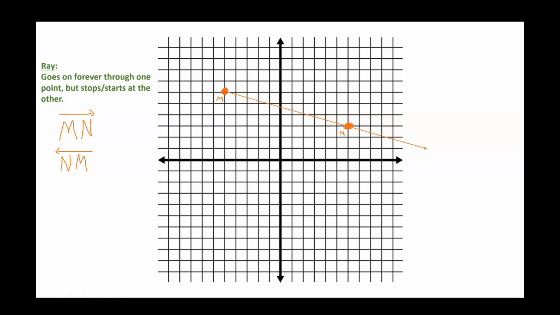What if you don't pass through either point? You just go between them, like this. How do you think we would notate that? What do you think we might call this kind of path? This is known as a segment. And a segment connects 2 points, but doesn't go through or beyond them. It just makes a path in between.